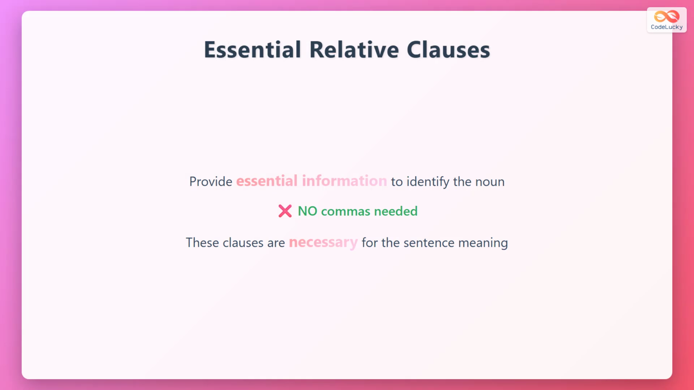Essential relative clauses provide identifying information needed to understand which noun we discuss. No commas separate them from the main sentence. They carry necessary meaning for the sentence.